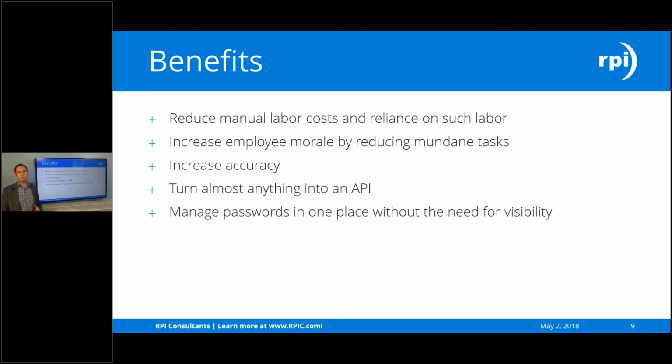Anytime that you're taking data directly from a system rather than having a human input is always going to increase your accuracy. One of the coolest things about Kapow and RPA in general is that we can essentially take any application, website, anything on a computer, and we can turn that into an API. And then also it gives us a place to manage passwords, especially with attended robots, where the end user that otherwise would have access to a whole bunch of credentials doesn't need access to those credentials anymore.